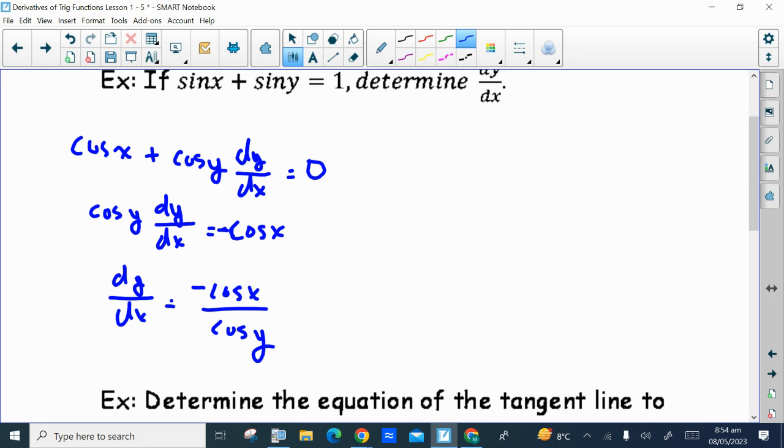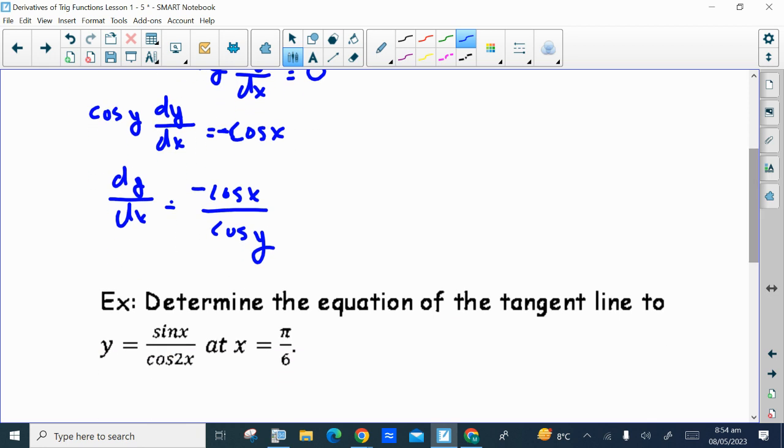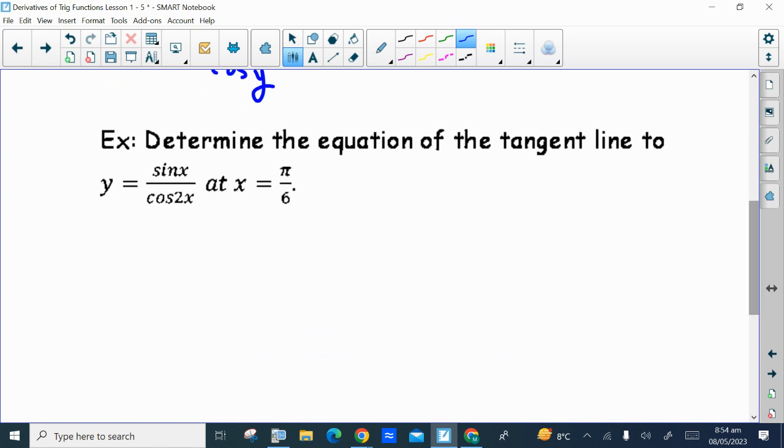So there's our derivative. And again, we have used derivatives to find the slope of the tangent so that we can find the equation of the tangent line. So remember, that also involves knowing what both coordinates are at the point of tangency. So let's start there. Let's find out what y is when x is pi on 6.